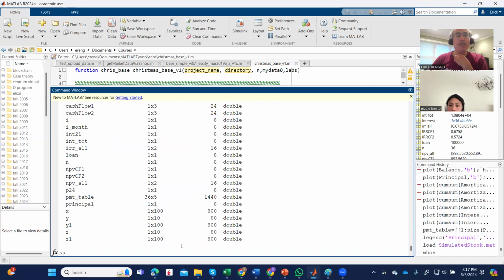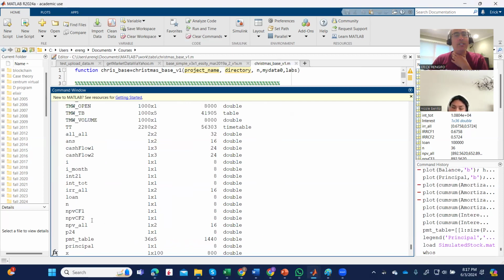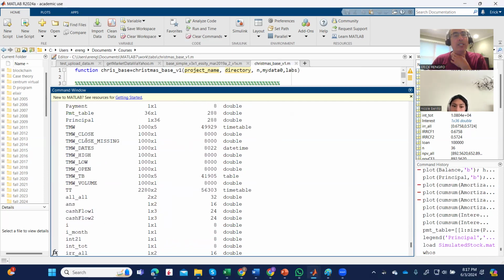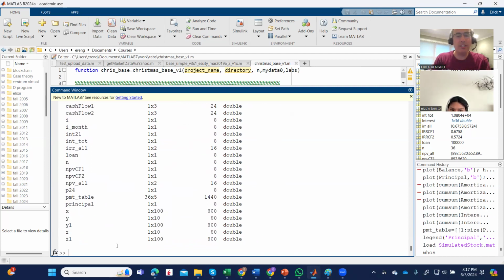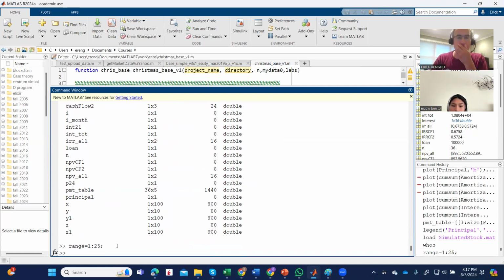Perfect. So this is what you have here, guys. The one that I want is TTW. We have these ones here, and they have a lot of observations. It's 1,000 times 5, so I don't want to use that. So let's do a range. This is just a variable name. So do my range equal 1 to 25. Just the first 25 we're going to draw.